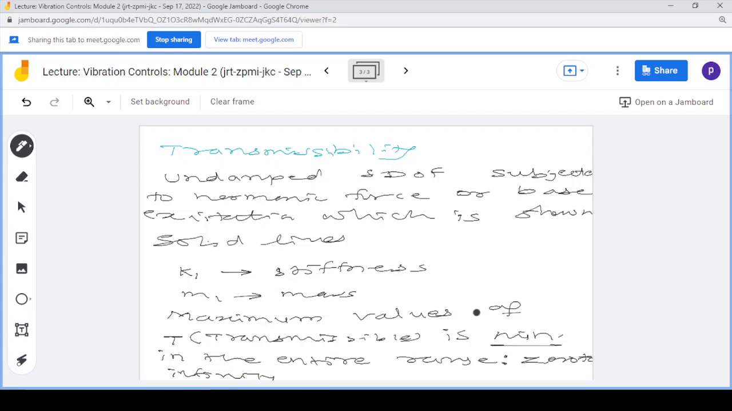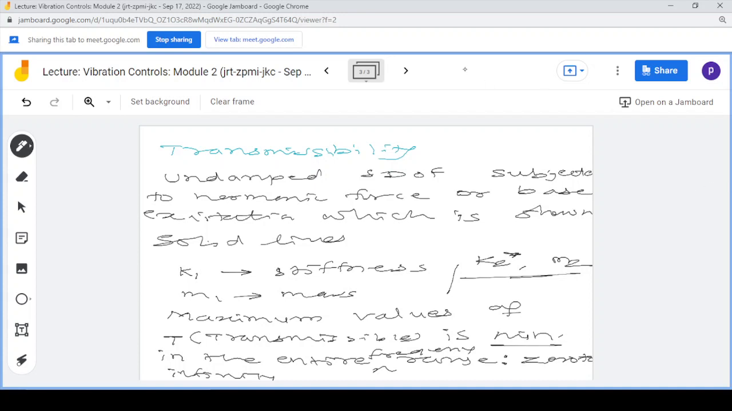We want to design a damped absorber in such a way that the maximum value of the transmissibility is minimum in the entire range, that is from 0 to infinity. So we want the maximum transmissibility whenever the frequency range is 0 to infinity. In this way, we are going to design the values of K2 star and M2. What is this K2 star? It is a complex stiffness, and the mass is the damped absorber mass, denoted by M2.